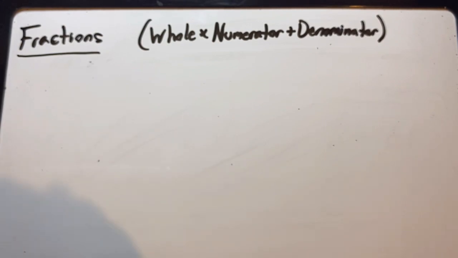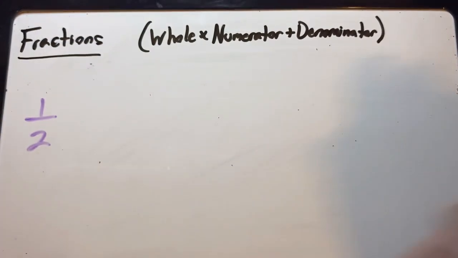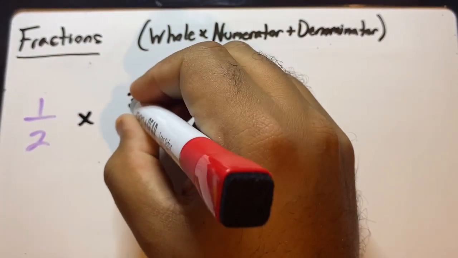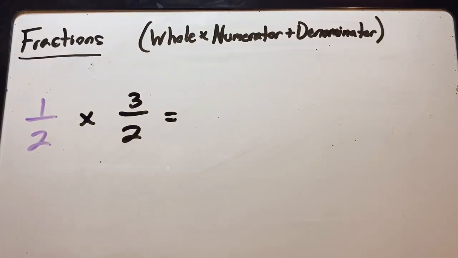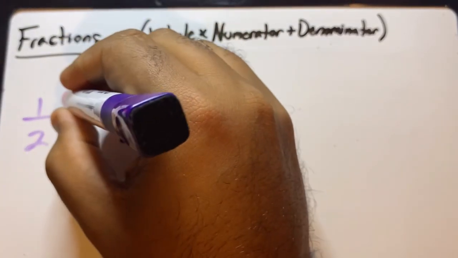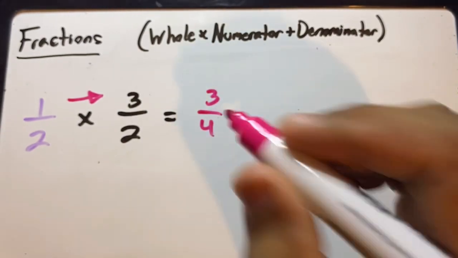Mr. V, what happens if we have a proper fraction multiplied by an improper fraction? Well, it's pretty much the same process. All you're gonna do is multiply across. 1 times 3 is 3, and then 2 times 2 is 4.